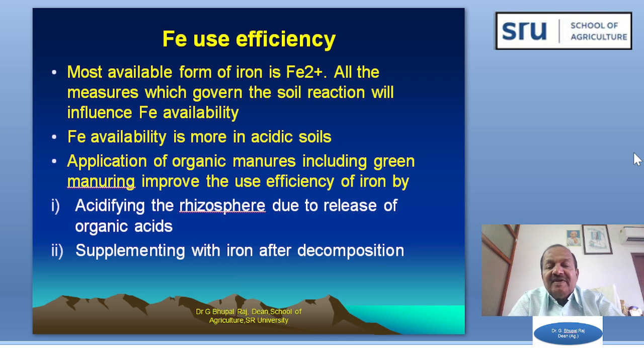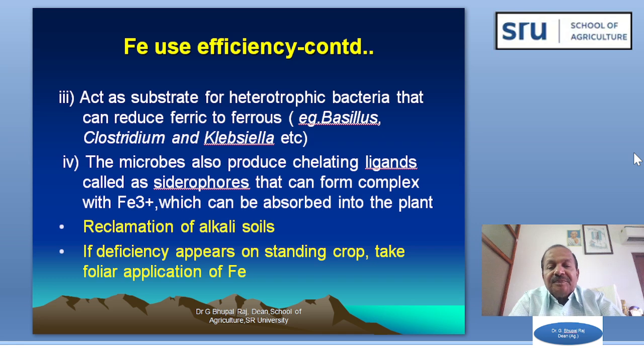The most available form of iron is the ferric form. All the measures which govern the soil reaction will influence the iron availability. Iron availability is more in acidic soils. Application of organic manures, including green manure crops, improves the use efficiency of iron, and that is due to acidifying the rhizosphere through the release of organic acids, supplementing the iron after decomposition. It acts as a substrate for heterotrophic bacteria that can reduce ferric to ferrous.